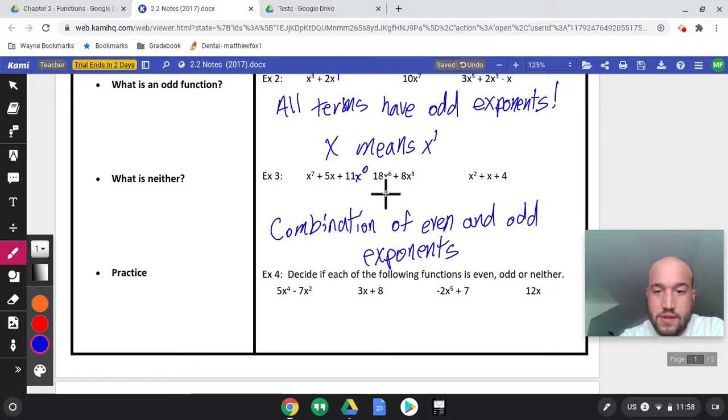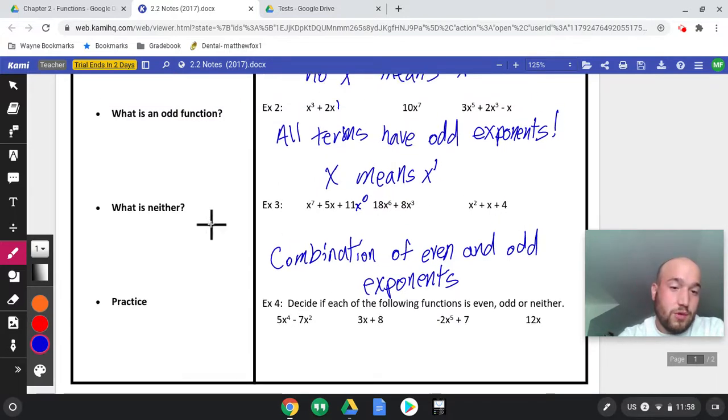This next one, x to the 6th, so even, x to the 3rd is odd, so that's not going to have it. X to the 2nd, so even, x, odd. Once you get, you don't even have to look at that last one, but that's just a 4, that'd be x to 0, so it's not going to work out.